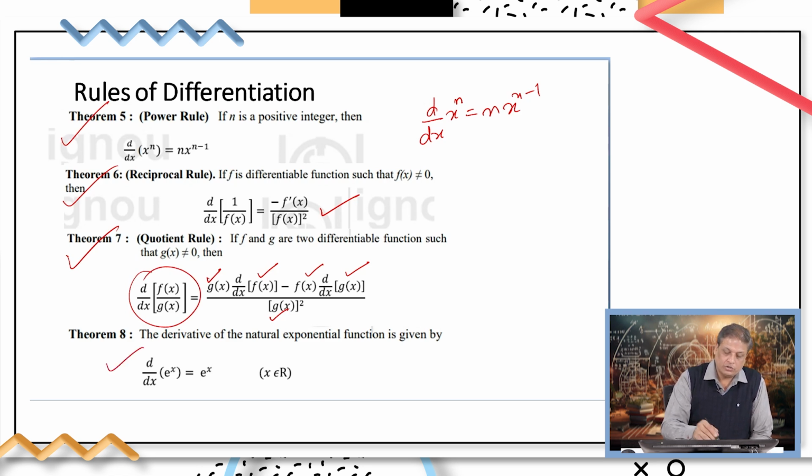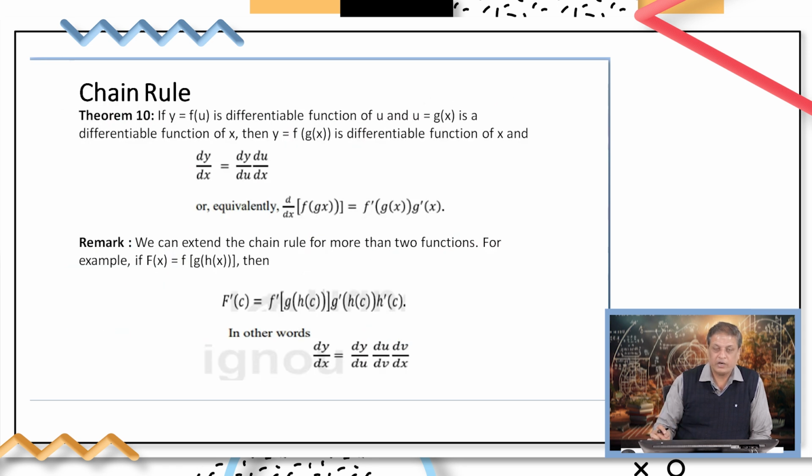We also understood that d dx of e to the power x is equal to e to the power x, and we extended our discussion when we were understanding the concept of the chain rule, and we understood that dy by dx can be written as dy by du into du by dx.